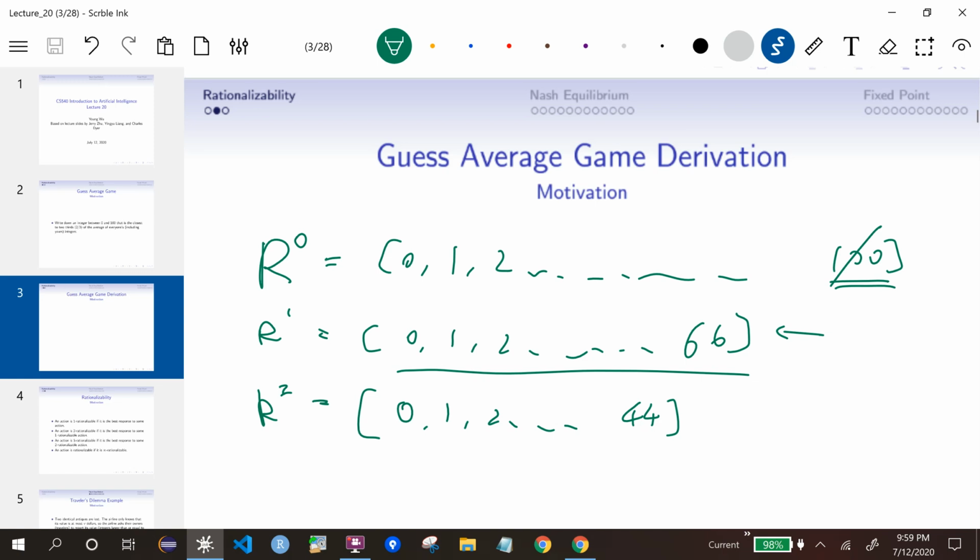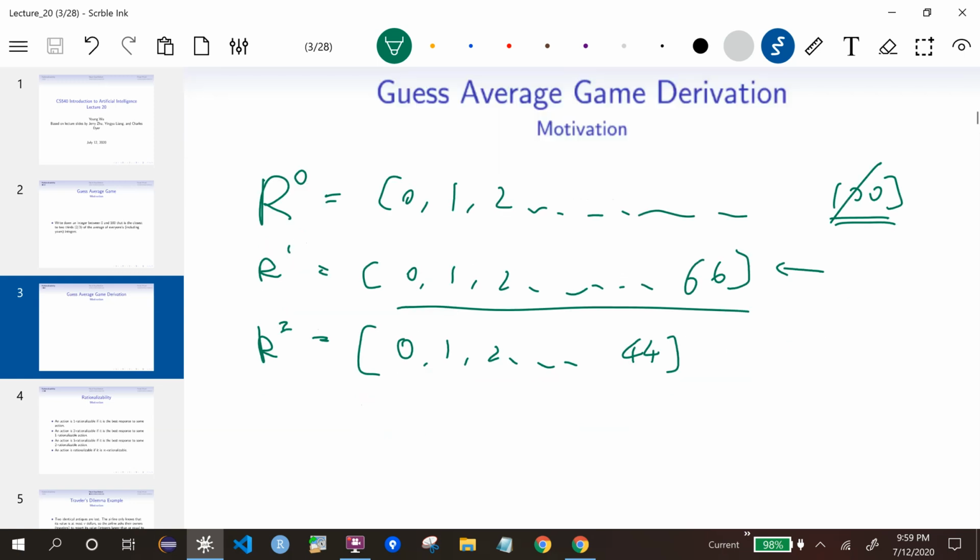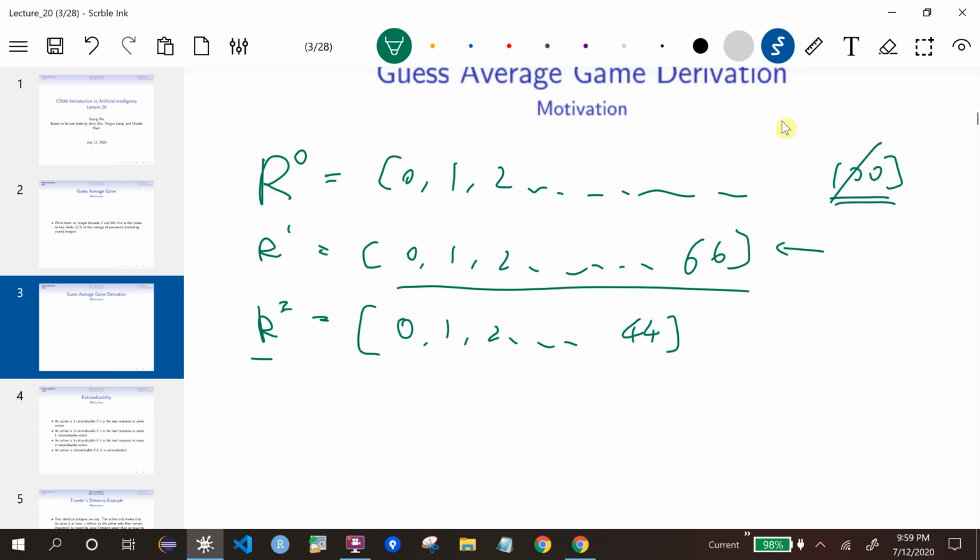So again, technically 44 strictly dominates all of the other actions. We can remove all of these dominated actions because they will never be chosen. They should never be chosen by a rational player. And by the way, the R here stands for rationalizability. And then we can continue the process.